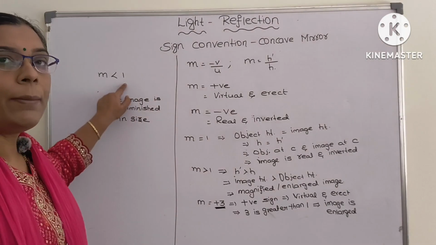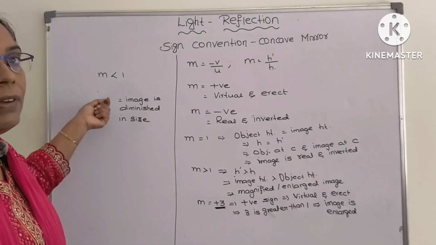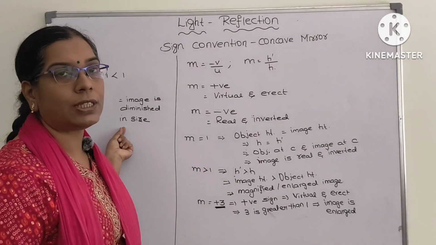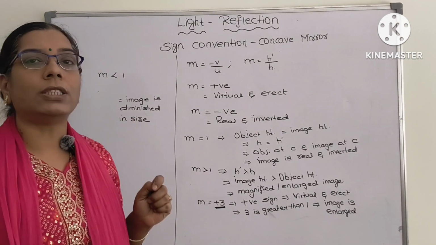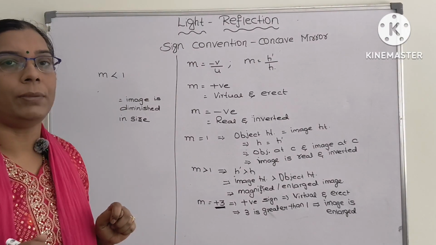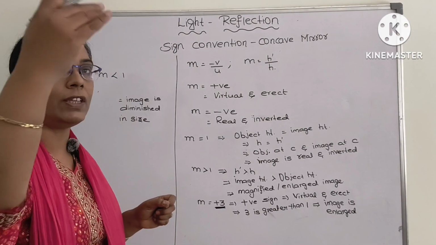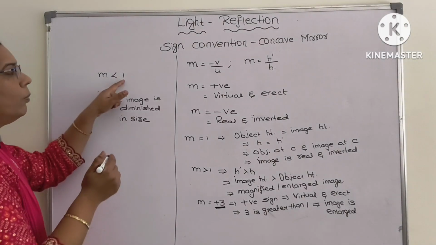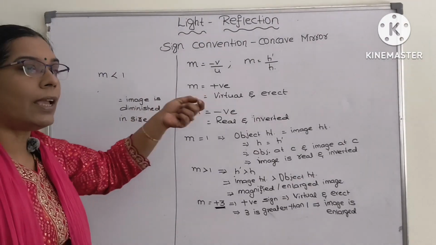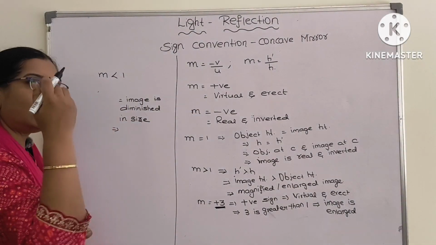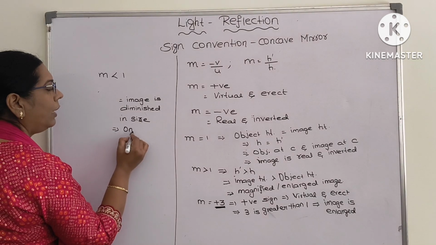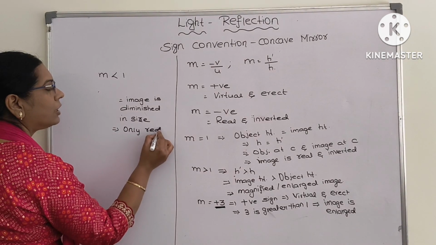When the value of m is less than 1, that is, when the value of m is in decimals, you know that the image is diminished in size. And what kind of images will be diminished? Only the real image will be diminished. Virtual images in a concave mirror will always give you a magnified image. So the moment you get to know that the image is diminished, you don't even have to look at the sign. You will automatically know that it is a real image.